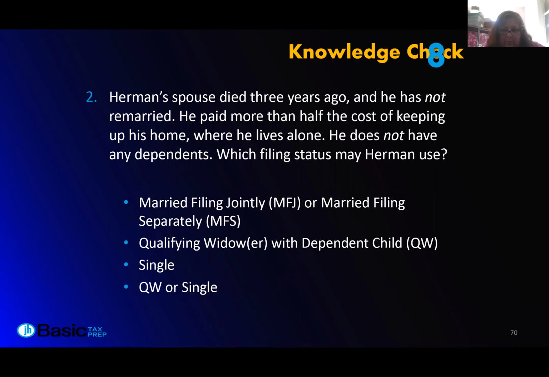Okay. Herman's spouse died 3 years ago, and he has not remarried. He paid more than half the cost of keeping up his home, where he lives alone. He does not have any dependents. Which filing status would he use? Single. Oh, wow, that was fast. You got it, Pam. He's single.